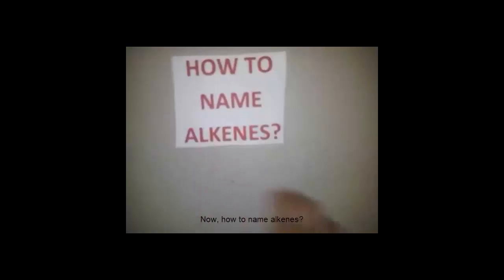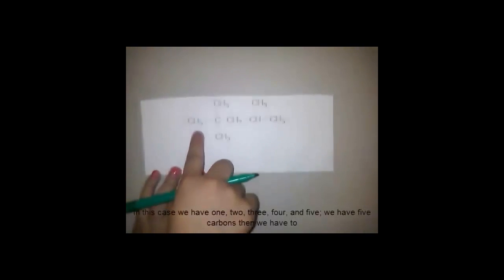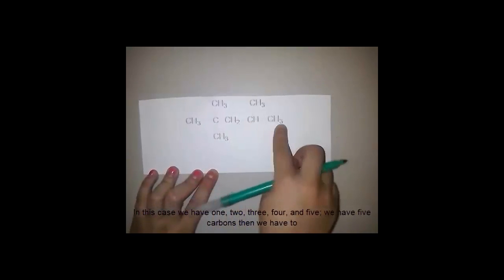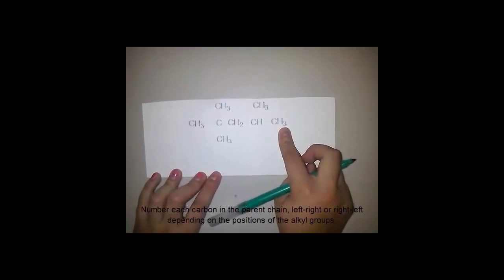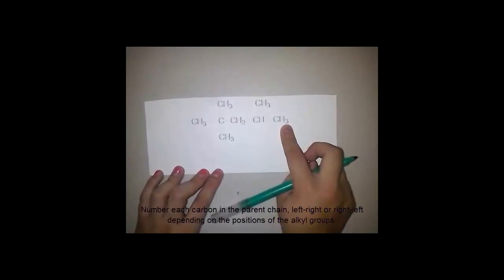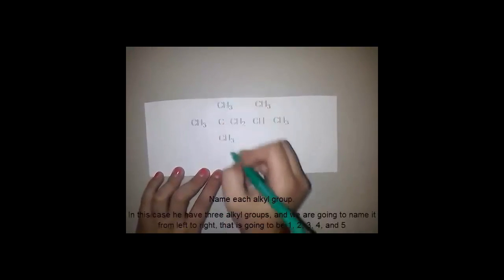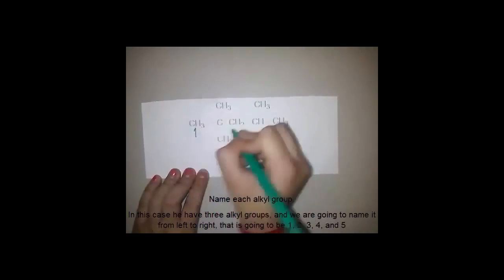Now, how to name alkenes? Let's suppose we have a structure like this and we have to name it according to the IUPAC rules. First, we have to count the number of carbons we have. In this case are 1, 2, 3, 4, 5. We have 5 carbons. Then we have to number each carbon in the parent chain from left to right or from right to left depending on the positions of the alkyl groups. In this case we have 3 alkyl groups and we're going to number it from left to right. That is going to be 1, 2, 3, 4, and 5.